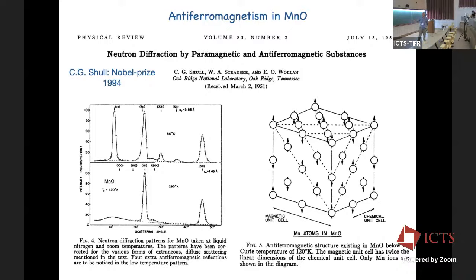And the ordering is such that the up spins are in the 1-1-1 direction of the planes. So you have alternating planes of up and down spins in the 1-1-1 direction. The 1-1-1 direction is in the direction of the corner.